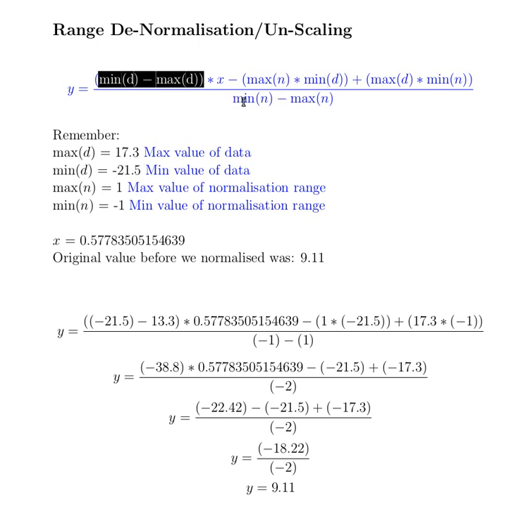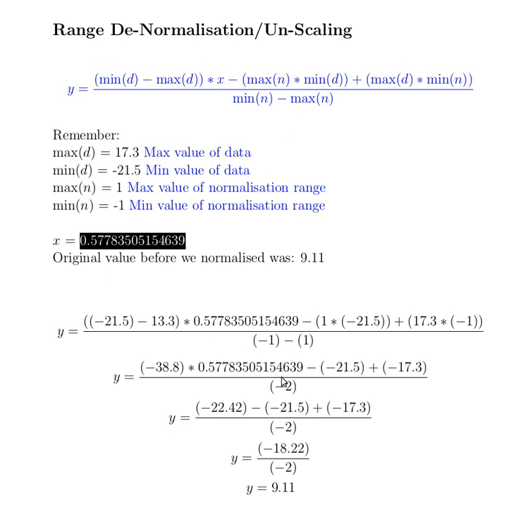Remember what these values mean. Now our x is this value here, so we plug these values here. We have the max d, max n, min n. We just plug them in and try to compute that. Minus 21.5 minus 17.3, compute that and multiply by this value here, and then minus 1 times minus 21.5 plus 17.3 times minus 1, which is the minimum value of my normalization range, and then divide by min n, which is -1 minus max n, which is 1.